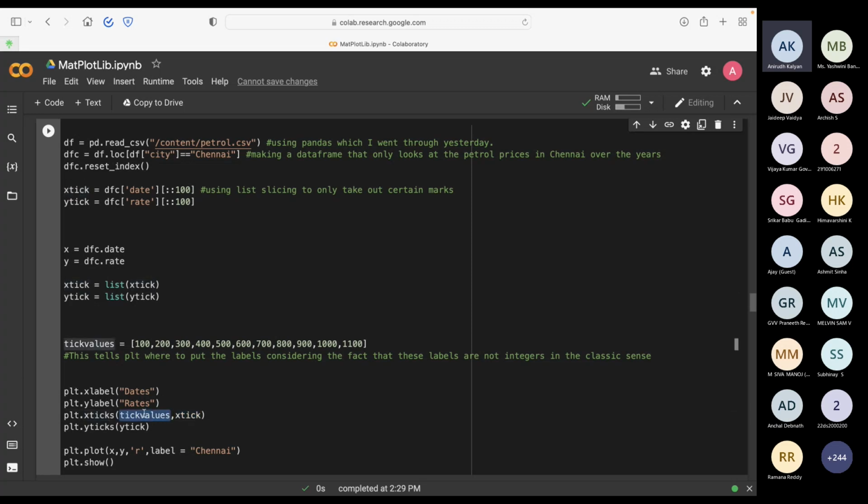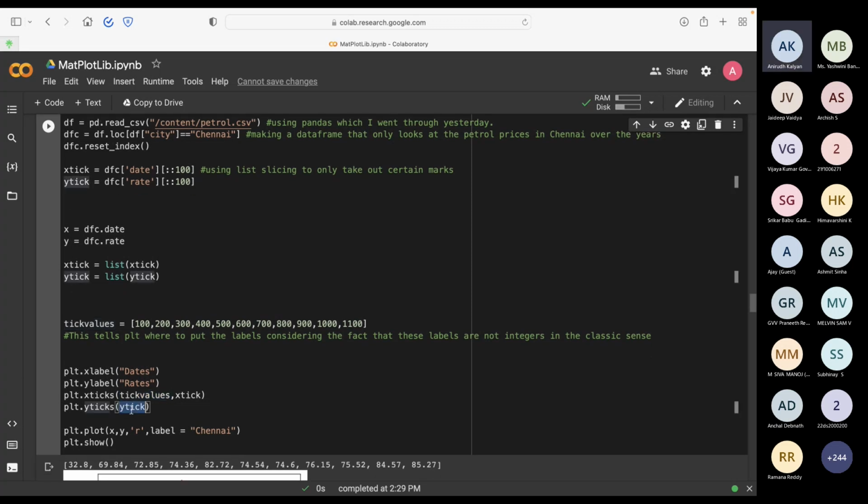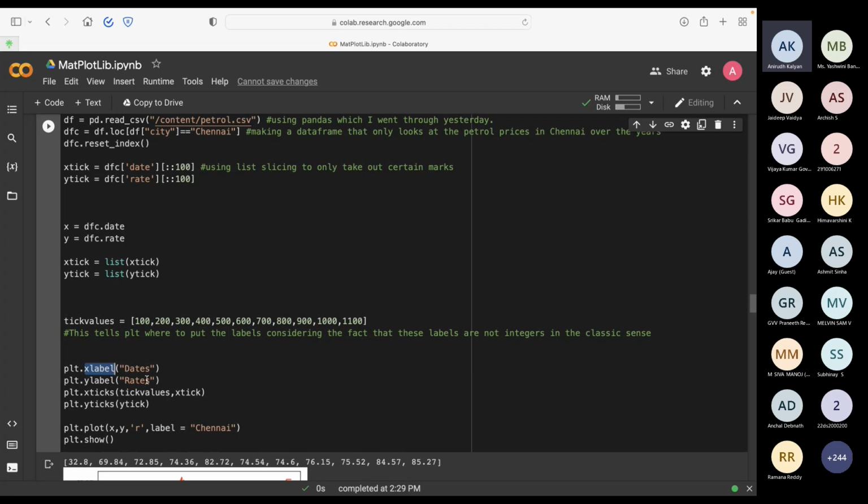So these tick values will teach Matplotlib to put the first element at the 100th point, put the second element at the 200th point. So as I said, this has around 1000 elements, or around 1100. So I put 1100 as a kind of final element. So now I've done plt.yticks. Why ytick? Because ytick is a rate. It's a direct integer, so it will be able to handle that. I've also shown you the rates to show that it's an integer. You don't see quotes outside of them. So once again, I'm putting xlabel as dates, ylabel as rates, and I'm putting xticks as tick values, and then yticks as just ytick because you're passing an integer.